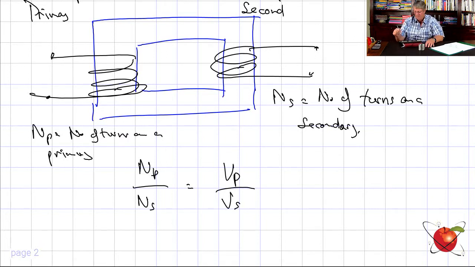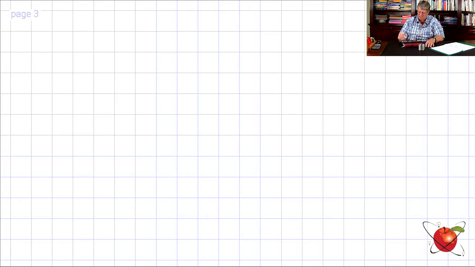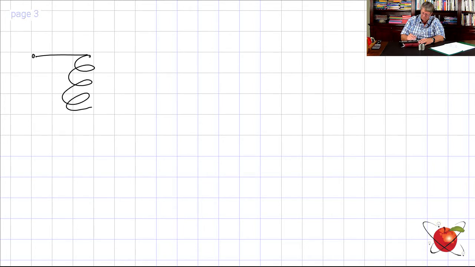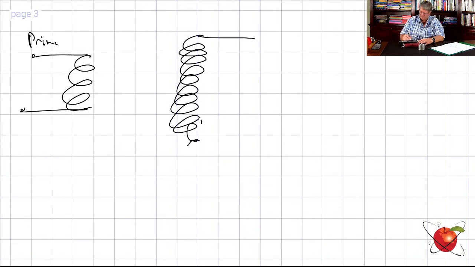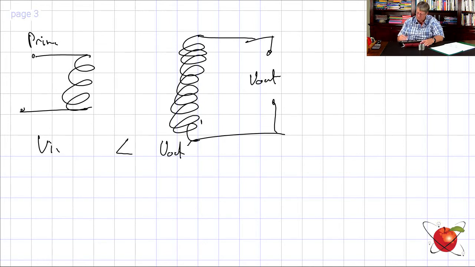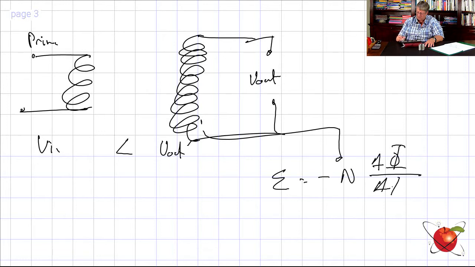Okay? Now you've heard of the term step up and step down. Okay? If I've got over here, okay, this is my primary. What if I put more coils here? Okay? This is my V out. V in is less than V out. I got more coils. Remember, EMF is equal to minus N, that's where it comes from, changing magnetic flux over time.